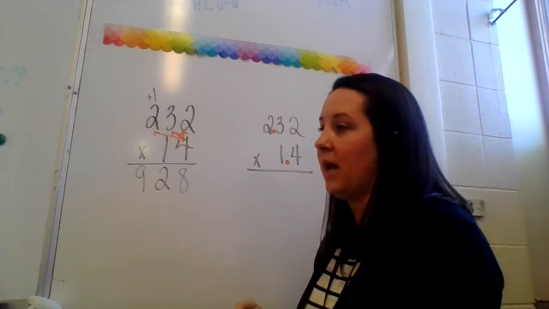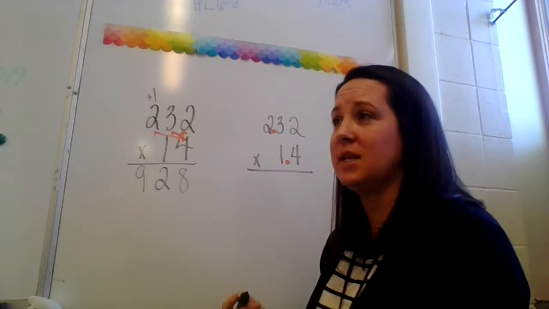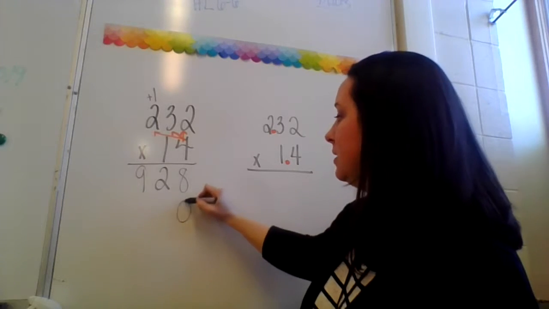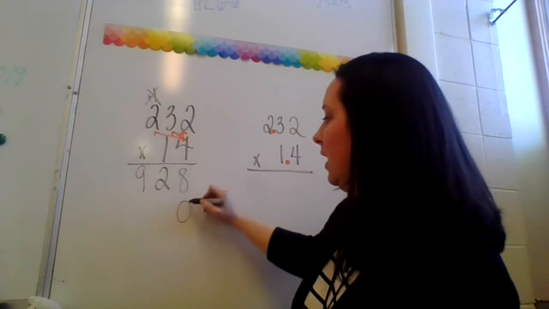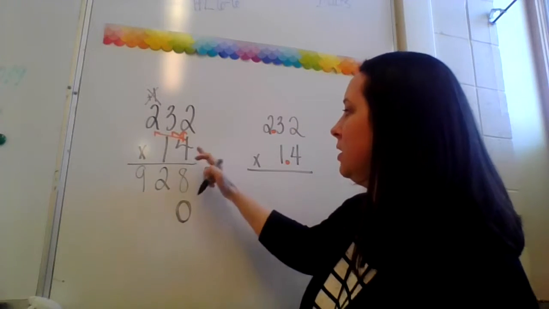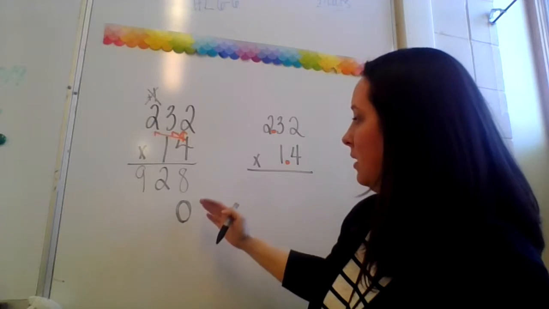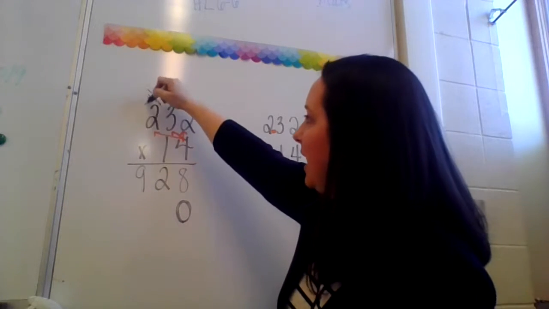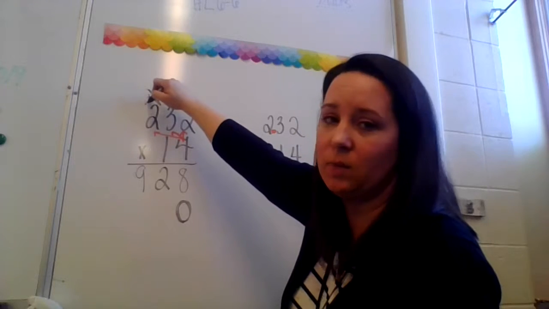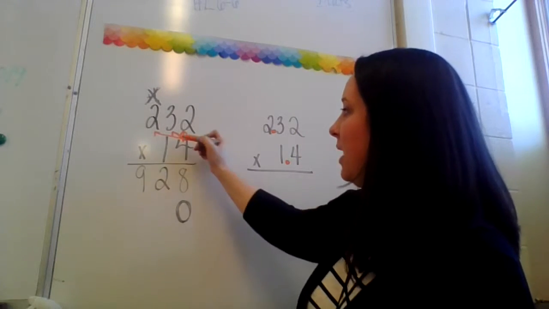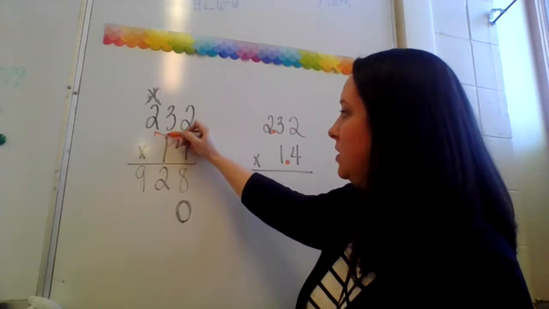Now, this is my favorite part because I tell all the kids that it's the warm and cuddly part. They have to remember hugs and kisses. They're going to give a hug to move this over 10 times, and then they're going to kiss this number goodbye because we don't need it anymore. Then we're going to multiply the 1 times all of these digits.